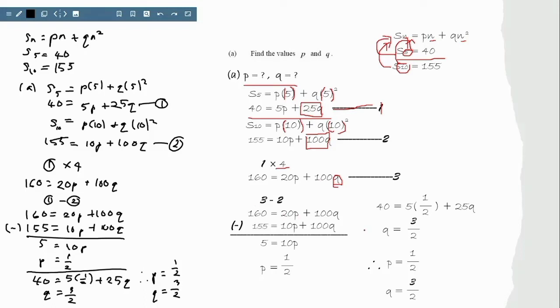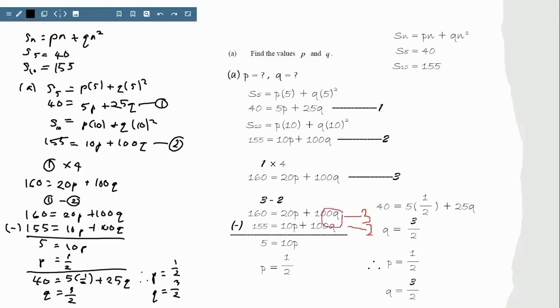We're going to eliminate the value of Q. We subtract equation 3 from equation 2. To eliminate the value of Q, we get 5 equals 10P. As we simplify this, we get the value of P equals 1 over 2. So we substitute the value of P into equation 1, move the Q to the left hand side and move 40 to the right hand side, and we get Q equals 3 over 2. As we have done this question, we make the conclusion: P equals 1 over 2 and Q equals 3 over 2.